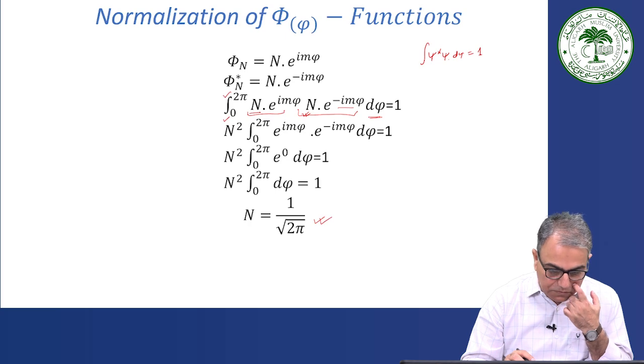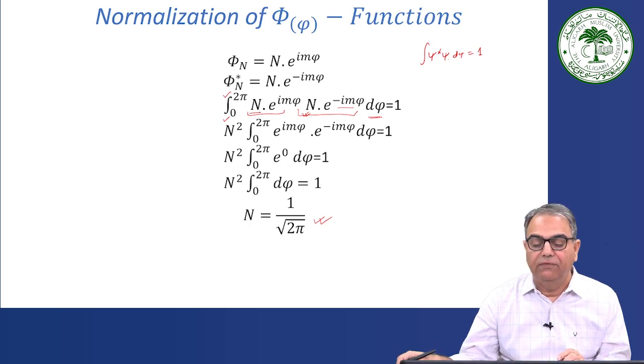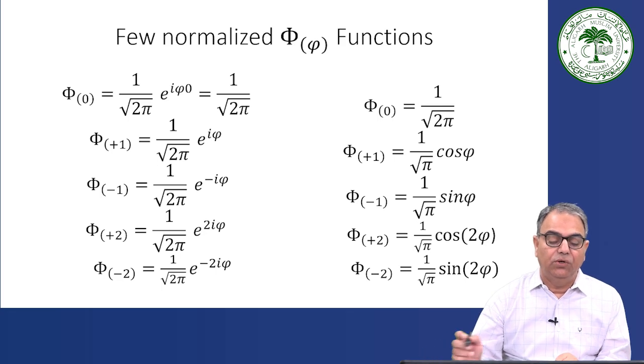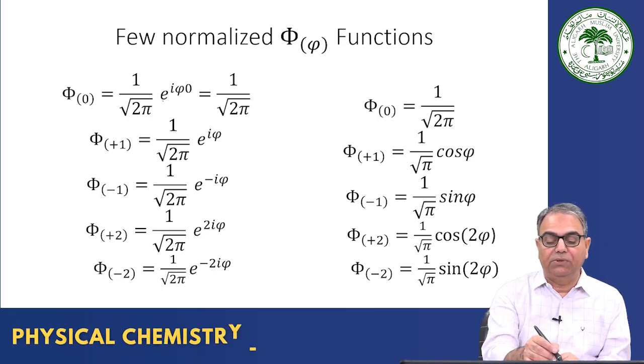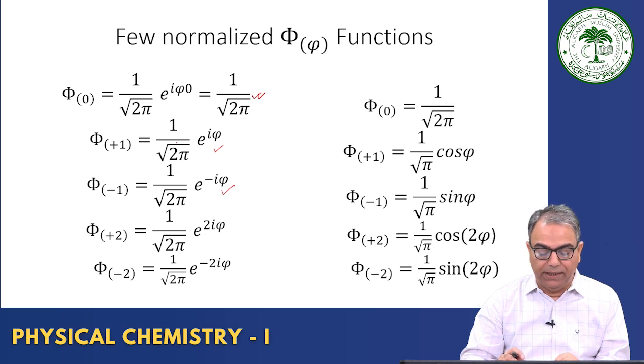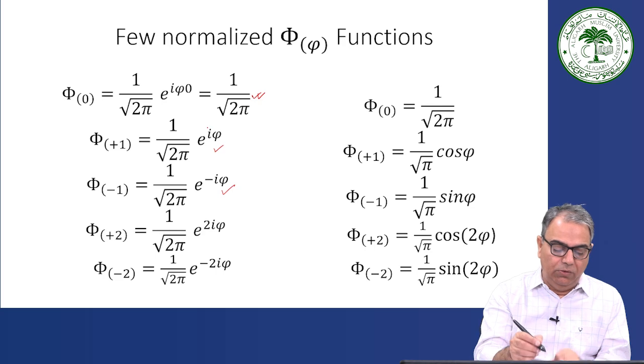If you add this, then this normalization constant will be the same, and you can write the different phi functions with this normalization constant. For phi is equal to 0, you do not have anything except the normalization constant, because exponential i phi 0 becomes equal to 1. So, this is phi 0, phi plus 1 is e to the power i phi, phi minus 1 is e to the power minus i phi, and everywhere the normalization constant is 1 by root 2 pi.